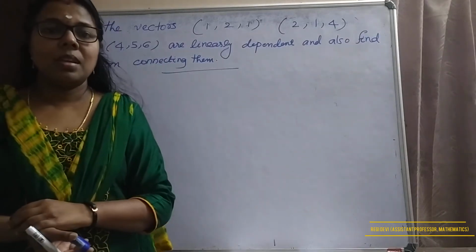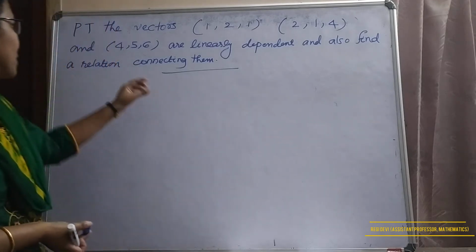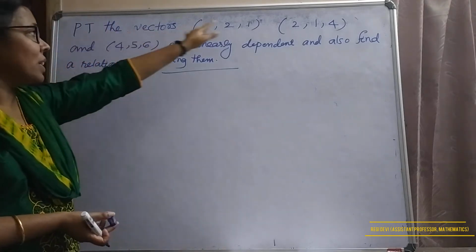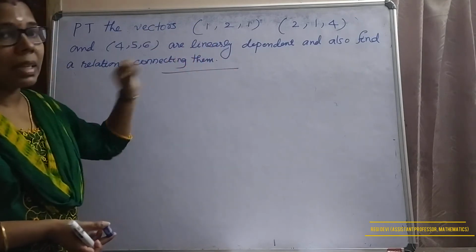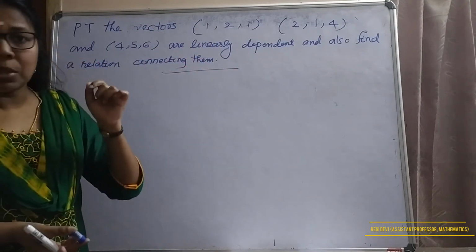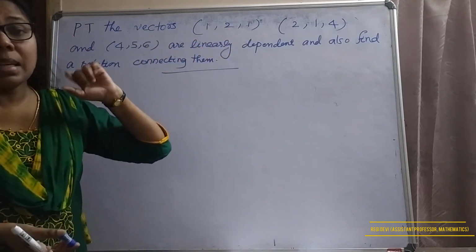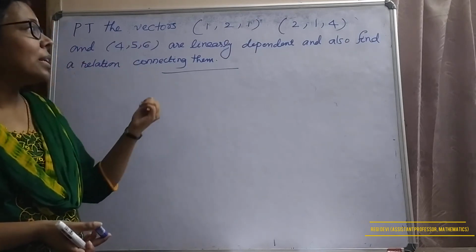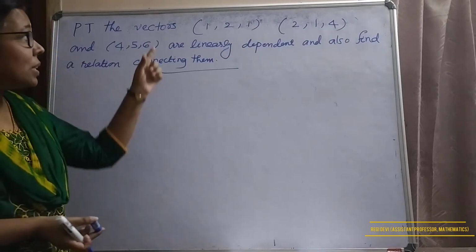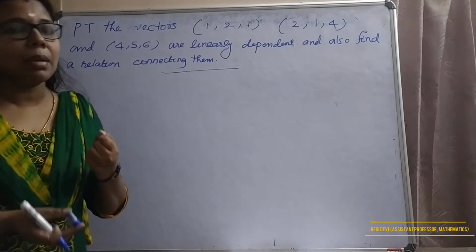Hi students, now we are doing one more problem in linear algebra. Our question is: prove that these vectors are linearly dependent and also find the relation connecting them. First we have to prove that these three vectors are linearly dependent. Then definitely there will be a relation connecting them, and we have to find it. If these vectors are linearly independent, then there is no relation connecting them.